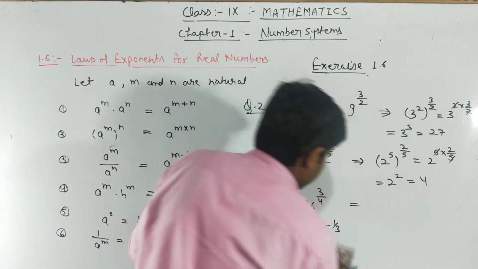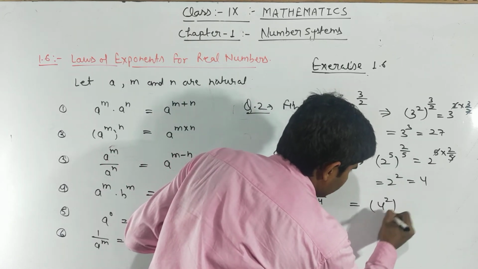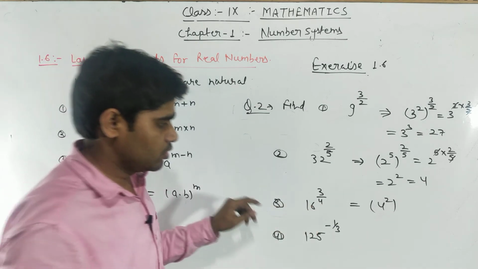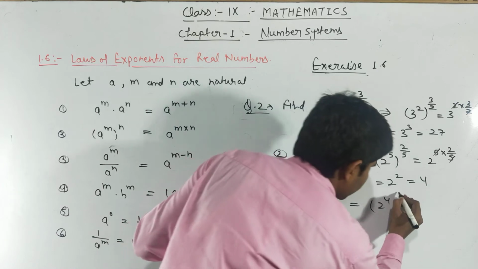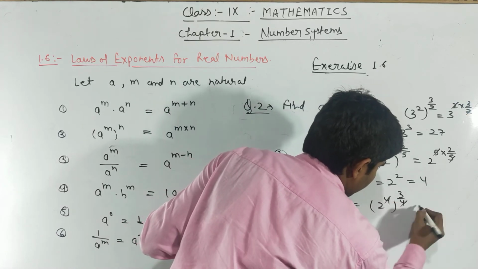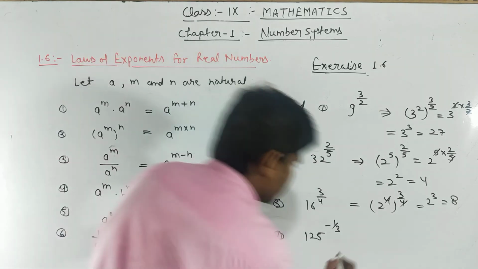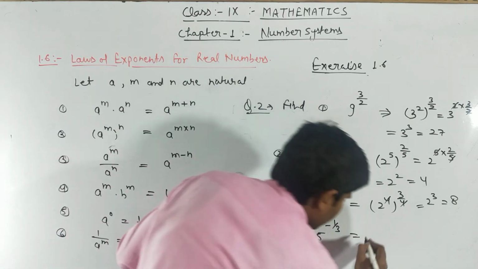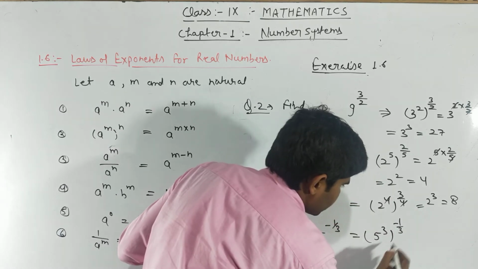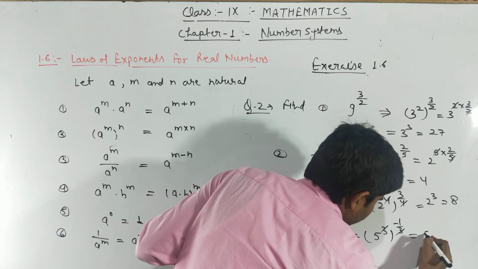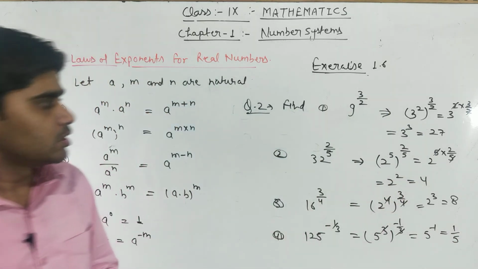Now simple here. 16 you can write as 2 raised to the power 4, power 3 by 4. The 4 cancels. 2 raised to the power 3 is equal to 8. Answer. Now this one, 125 you can write as 5 raised to the power 3, power minus 1 by 3. The 3 cancels. 5 raised to the power minus 1 is equal to 1 upon 5. Note it down.